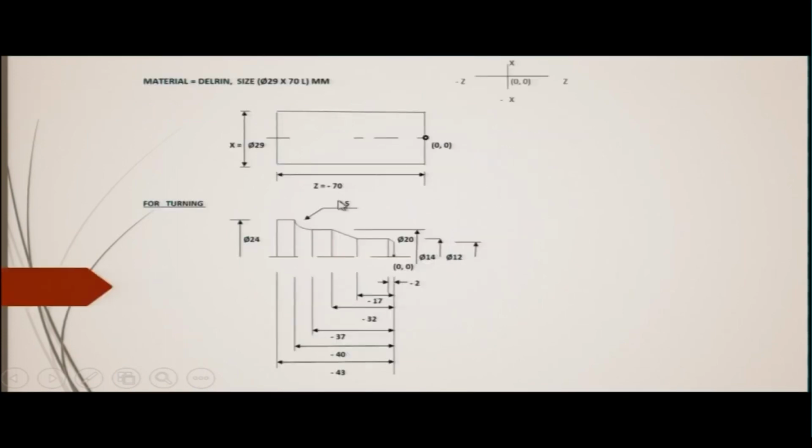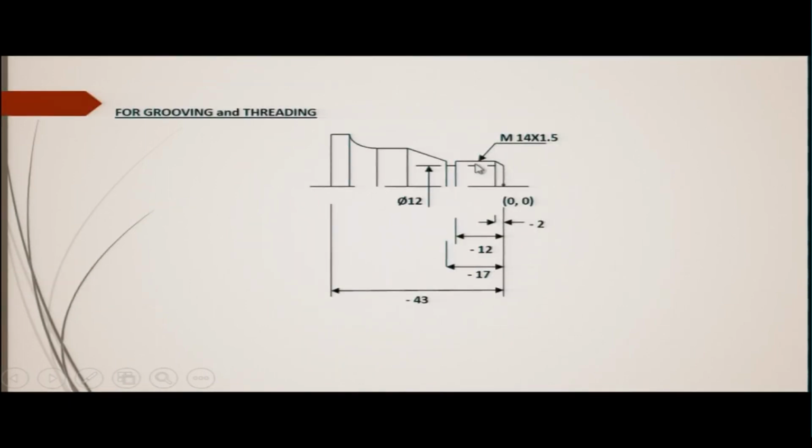Now, all the dimensions are given here. For example, the total diameter of the part should be 24 millimeter, all right. Now, this radius should be 5 millimeter. Here there is a thread which is a metric thread of 14 millimeter and 1.5 is the pitch. So, this is how it is written in the drawing, M14 into 1.5.